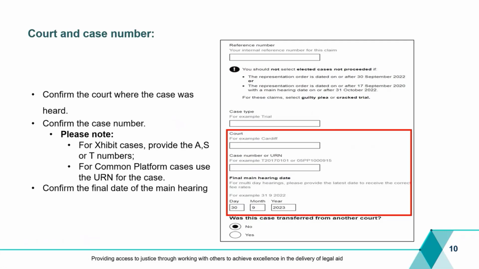Next, select which court the case was heard under. This will be from a drop-down menu, and give us the case number or URN. If the case is on the common platform, please provide the URN, the unique reference number. If the case is not on the common platform, please provide the Crown Court case number, which will start with either a T, S, or an A. It's important to note that each court will use the same series of case numbers, so it's important to provide the correct combination of court and case number.